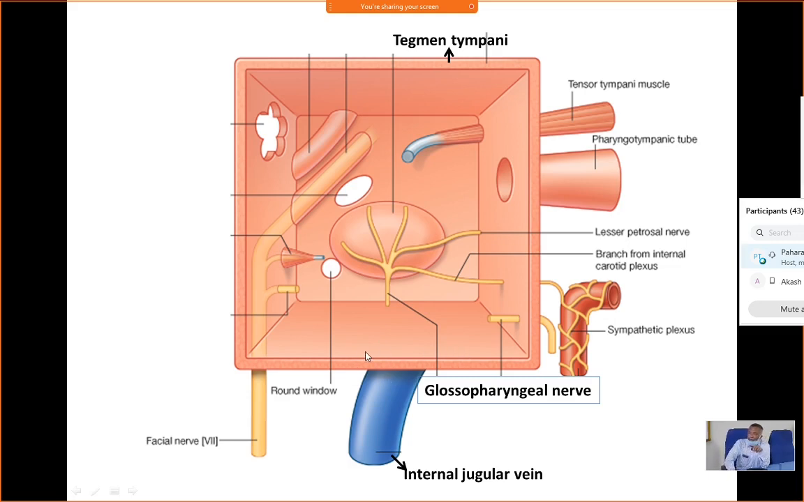Now at the floor, near the medial wall, there is one small aperture or canal, through which the glossopharyngeal nerve enters the middle ear, and ultimately forms a plexus on the medial wall. They form a plexus. And from this plexus, ultimately a branch comes out to form the sympathetic plexus. It will come out through the anterior wall and up to your internal carotid artery.